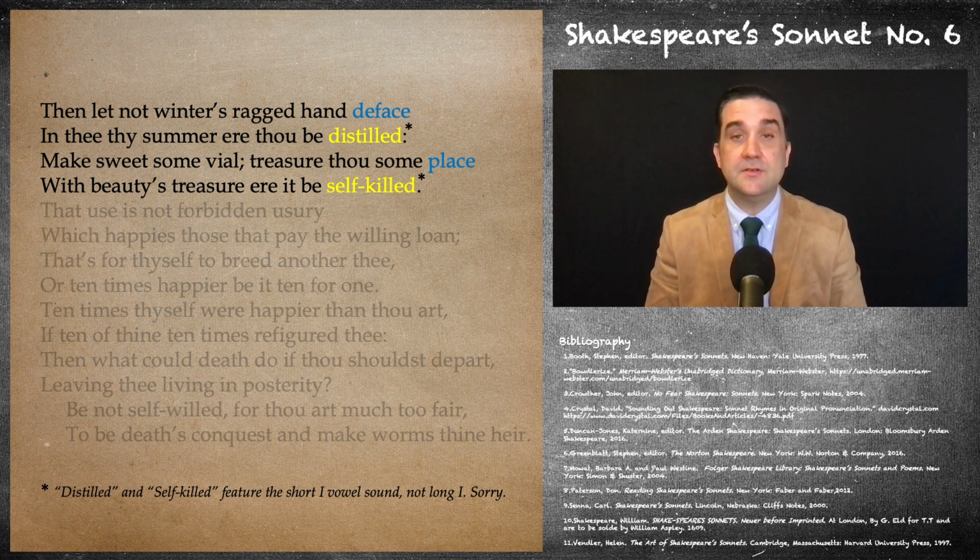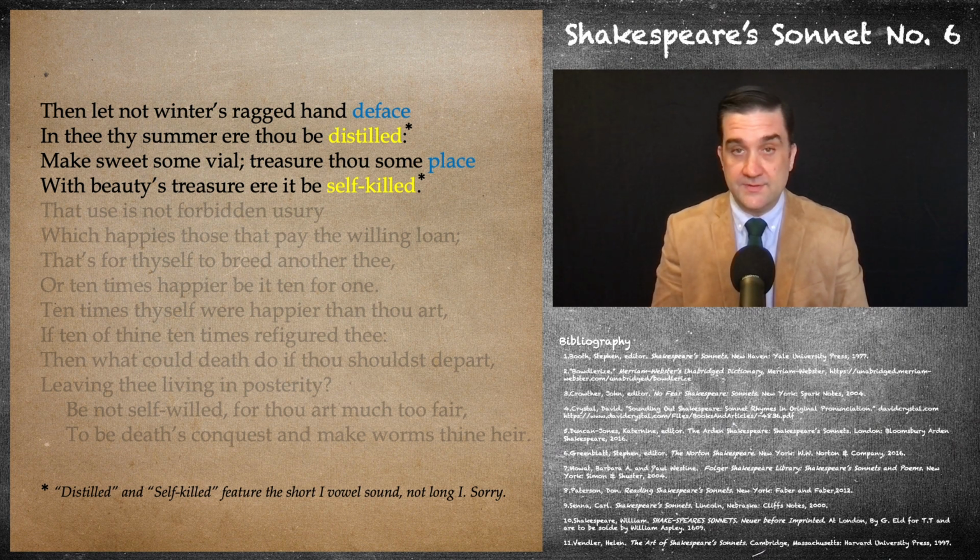So for an example, let's look to rhyme A of this quatrain. We have the words rhymed, deface and place. Well, here we have the repetition of the identical vowel sound of the long A, followed by the final consonant sound of the soft C. Likewise, rhyme B is also an exact rhyme. Here we have the words distilled and self-killed. Do you see it? What makes this an exact rhyme is we have the repetition of the long I vowel sound, followed by the final consonant sound of D.